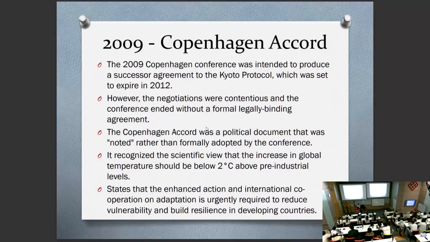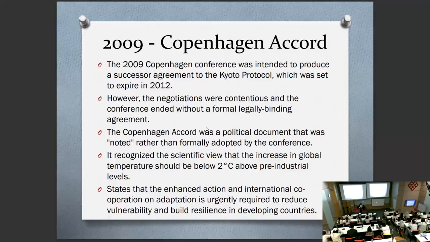After the Kyoto Protocol, there are some more international agreements, like the Copenhagen Accord. The 2009 Copenhagen Conference was intended to produce a successor agreement to the Kyoto Protocol. However, the negotiations were contentious and the conference ended without a formal legally binding agreement. So once again, a failure.